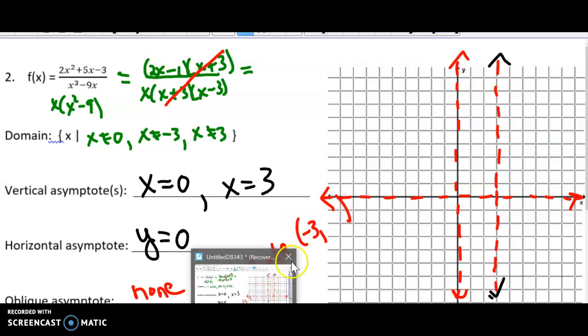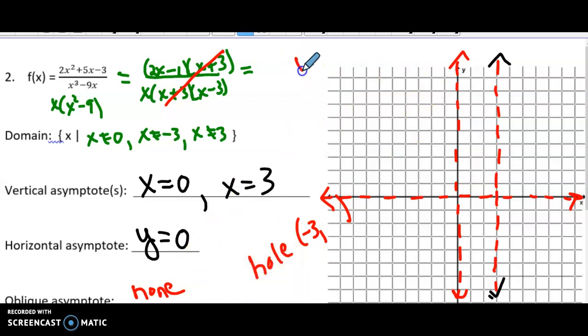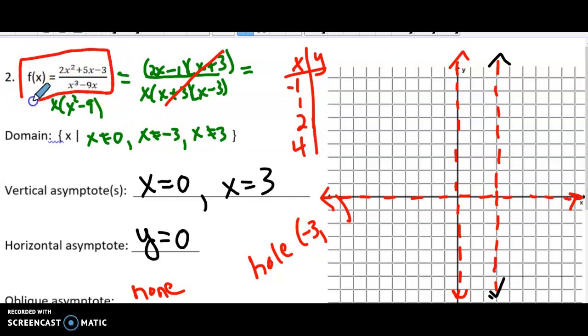Okay, so let's see what happens here. I'm going to plot some points around my vertical asymptotes. So I think I'll plot something to the left of 0, maybe negative 1, something between 0 and 3. Maybe I'll put 1 and 2 in, and then something bigger than 3, maybe 4. And when I plug them in, I'm going to plug them into my original function. See what you get for those 1, 2, 3, 4 numbers. You can go ahead and pause me if you want.